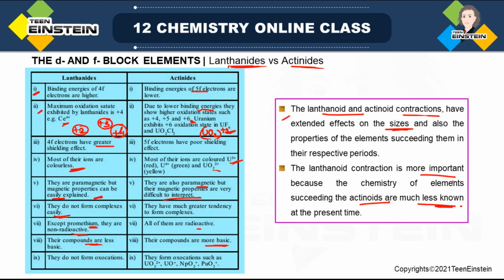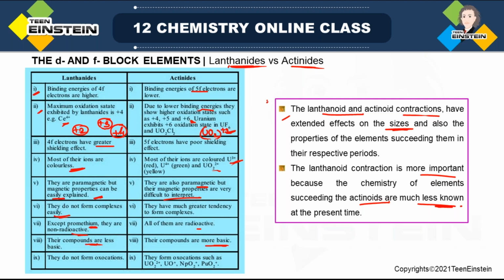But the post elements of lanthanides are comparatively known. So that is why you can understand the consequence very easily, and that is why we give lanthanide contraction more importance. Though there is also actinoid contraction, you will see that lanthanide contraction is mostly discussed, not actinoid contraction.